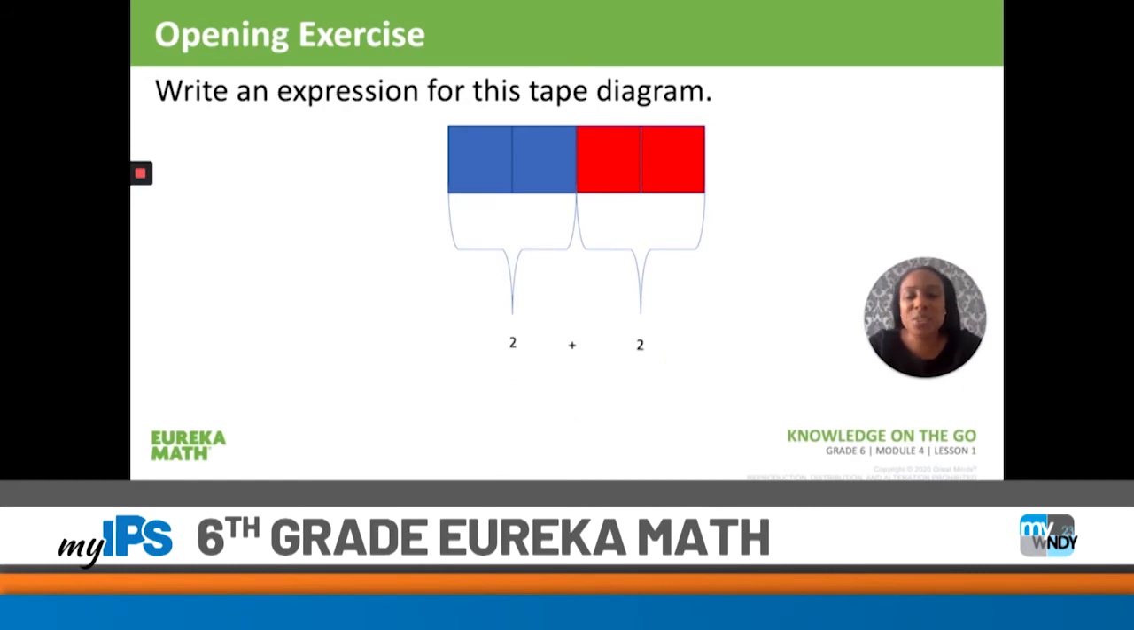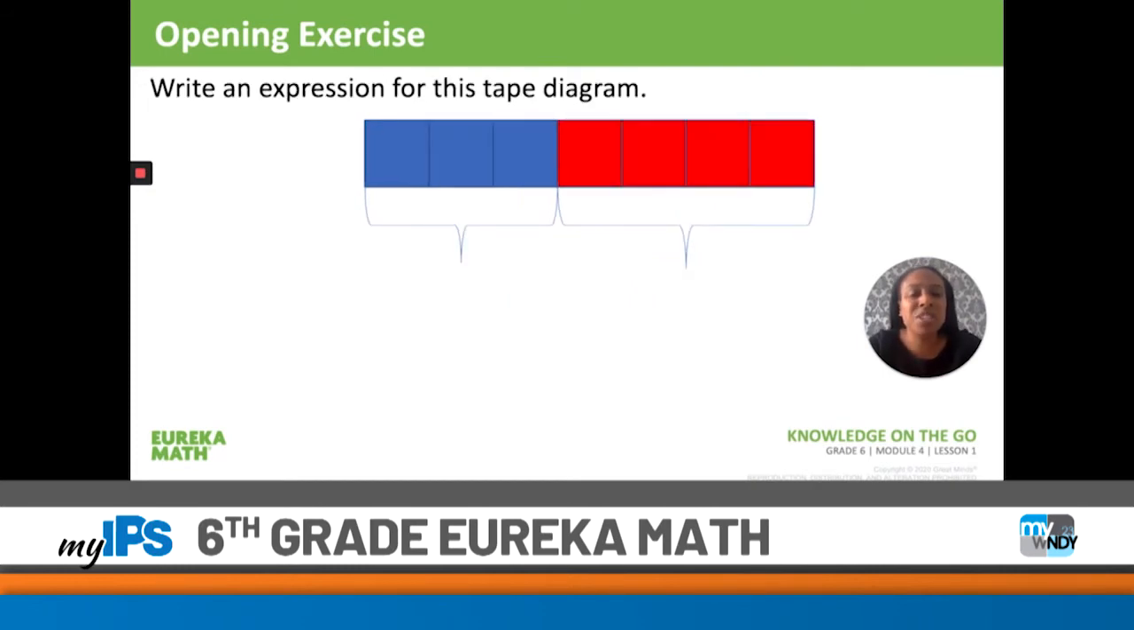Your answer for this tape diagram should have been 2 plus 2. This expression represents the tape diagram because the first 2 blue squares are representing the first part of the expression and 2 red squares represents the second part of the expression.